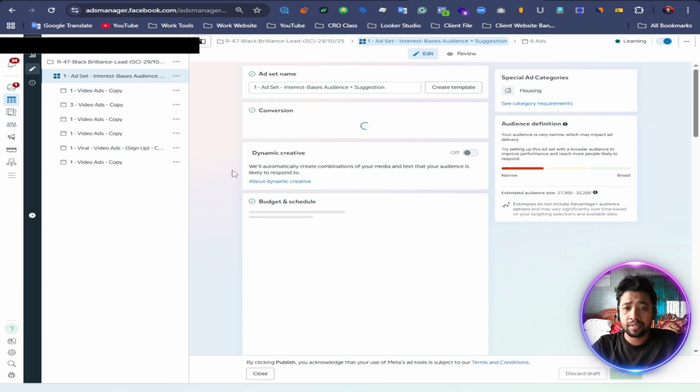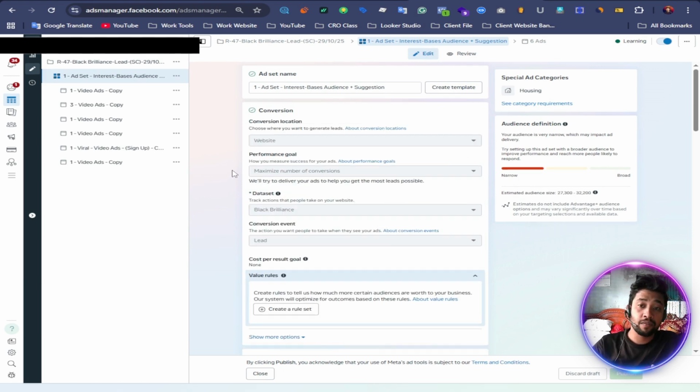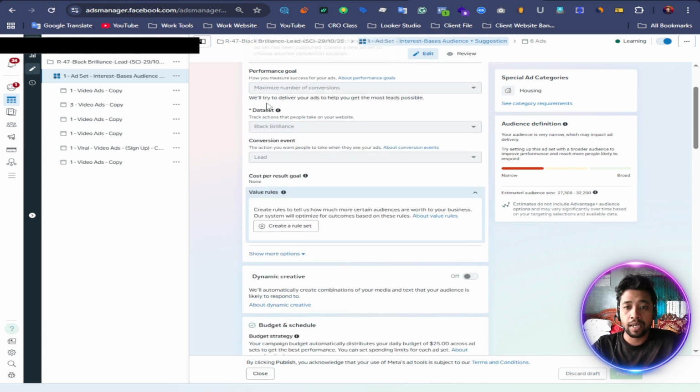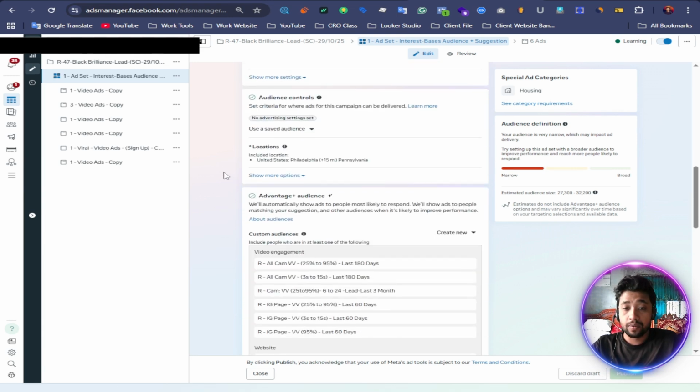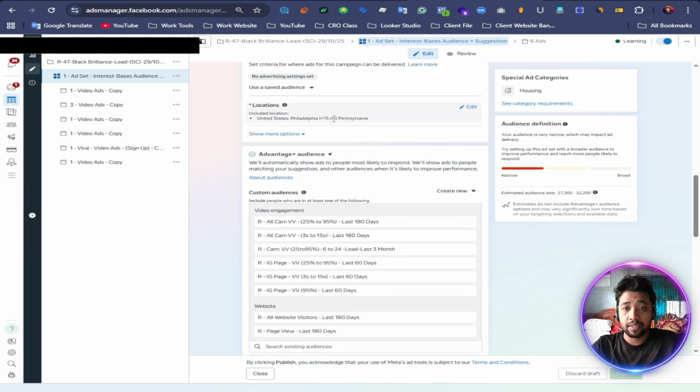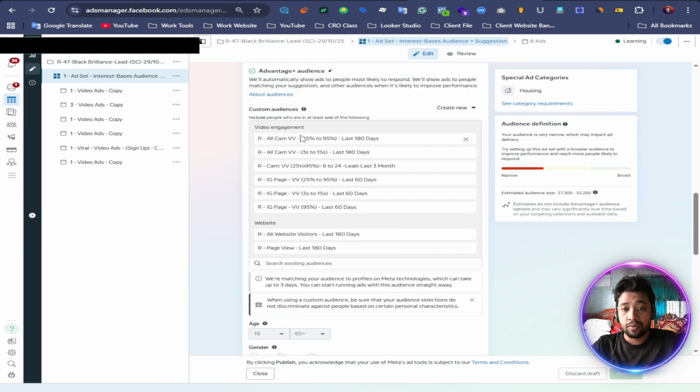Our ad set level setup is almost very similar for the current Meta algorithm. So look at that, I use an interest based audience plus the suggestion, meaning the custom audience. Our conversion location is only website, and our performance goal is maximum number of conversions, with the dataset and the lead. And look at that, our location targeting. I figure out our location, Philadelphia, America, and look, that is our suggestion. Also the video view, also the custom audience.